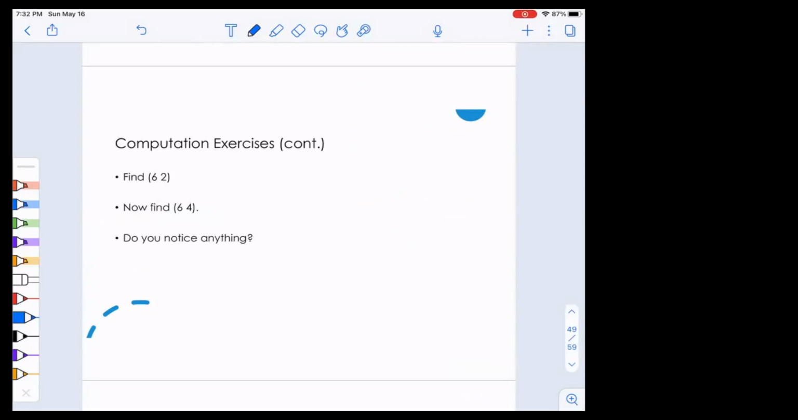There's a similarity between these two, and I want you guys to find it. So I'll give you 2 minutes to find it out.